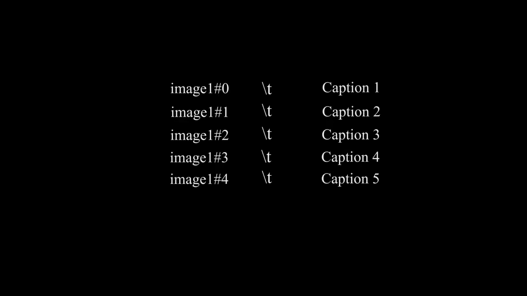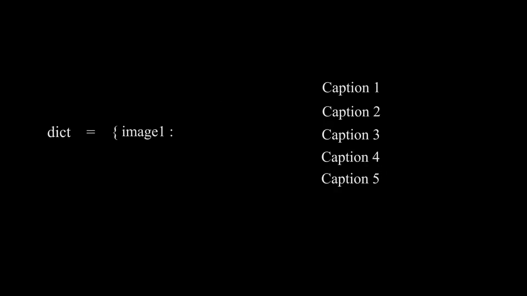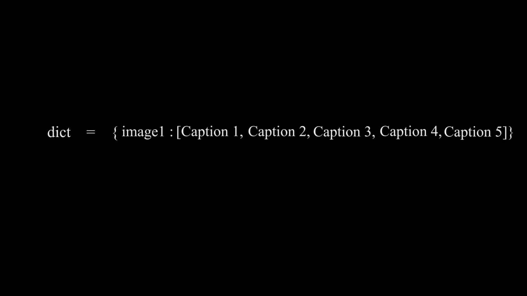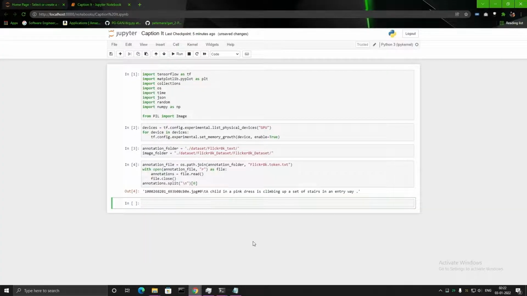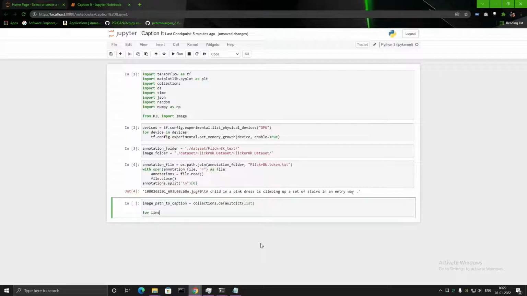So for each image there are 5 captions. The caption number is separated by a hashtag and the caption is separated by a tab. To make it easy, we can store it in a dictionary where the image name or path acts as a key and the value will be a list which contains captions for that particular image. So let's do this. Define a dictionary and start to read each line from the annotation file.